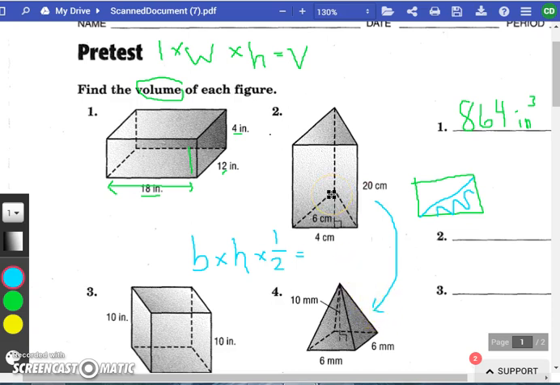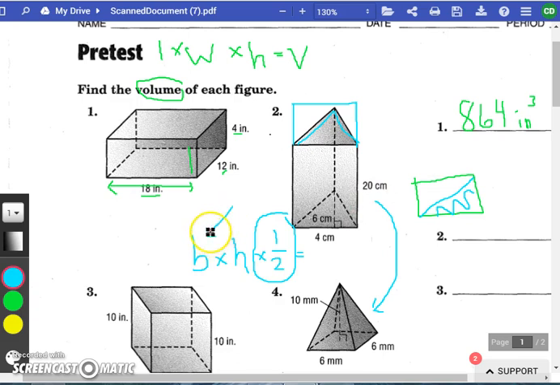Okay, so in this case, what you're going to do is you're going to multiply 4 times 6 times 20. And you guys will see that ultimately, if you forget to multiply half, it is for a rectangular prism. This is a triangular prism. Take a look. This triangle is half of this three-dimensional rectangular prism. So it's a triangular prism in this case.